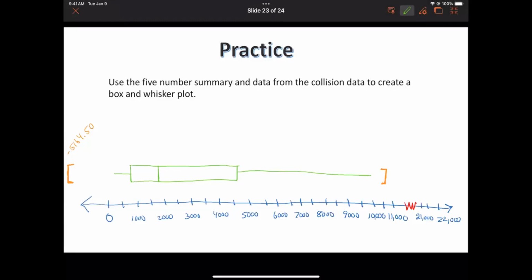Finally, the piece de resistance, the outlier. My outlier is at 21,147. So I'm going to put the asterisk right there. And bam, we are done. My asterisk probably could have been a little bit more to the right, but we're going to pretend it's in the perfectly correct spot.